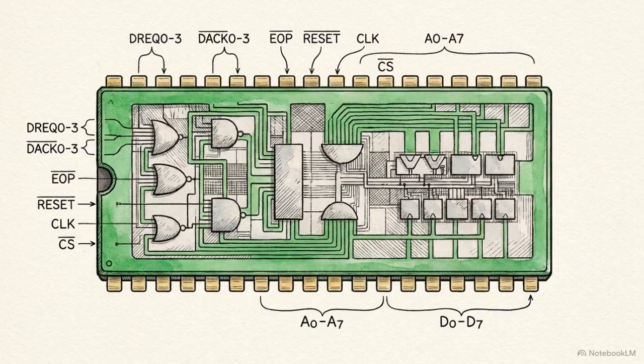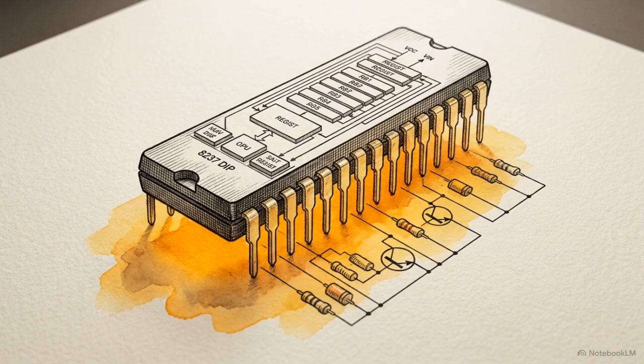With the memory location and block size locked in, the CPU clears the mask bits and re-enables the DMA controller. This sequence of software instructions successfully arms the hardware state machine. It is now fully programmed and waits silently for a physical trigger.